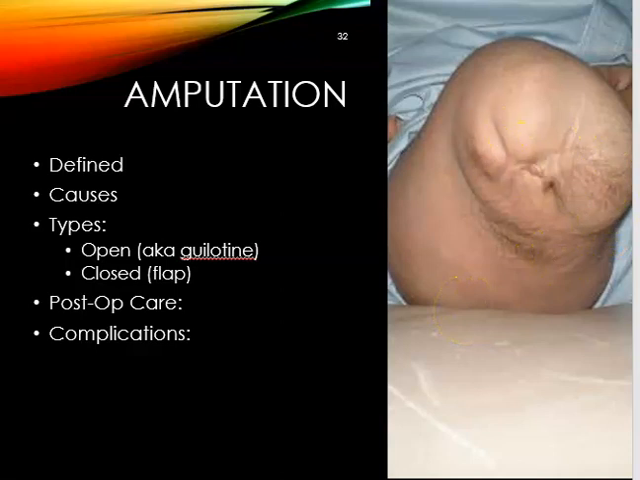Antibiotics, so they're going to need antibiotics post-op, stool softeners due to the constipating factors of narcotics, and then possible steroids to reduce edema, although that doesn't happen as often. Compression, you're going to reduce edema with the compression of the limb. So you want to help to shape the residual limb for a future prosthesis.